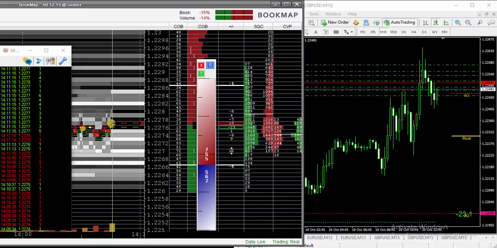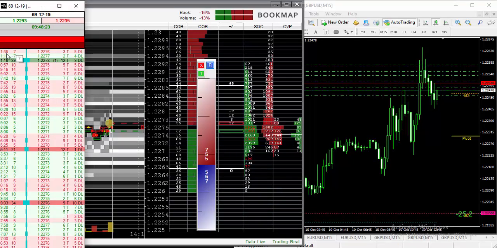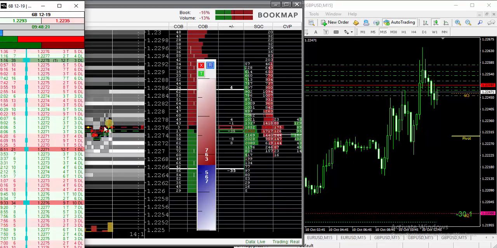So after the long wait, we are probably starting to see some price movement from aggressive buyers. We have 39 buying lots. This explains the big dot over there.